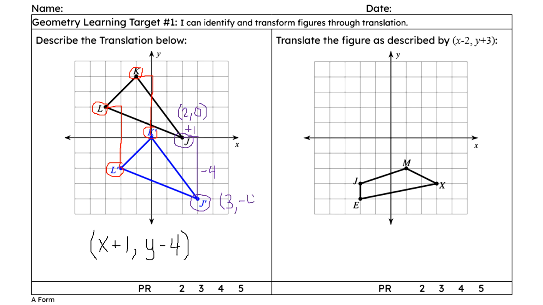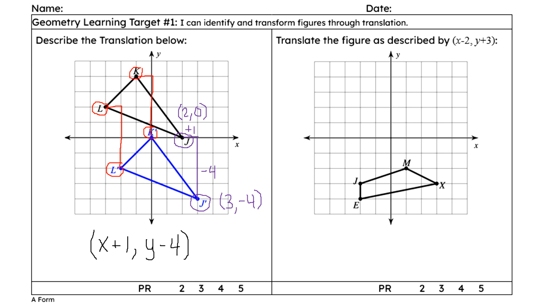Let's double check that. In fact, my J prime point, my translated point, is at 3, negative 4. So here's 1, 2, 3, and 1, 2, 3, 4. Yes, that is the correct coordinate point. So you can describe the change to all of the x's and all of the y's to go from your original JKL figure to your translated J prime, K prime, L prime figure.